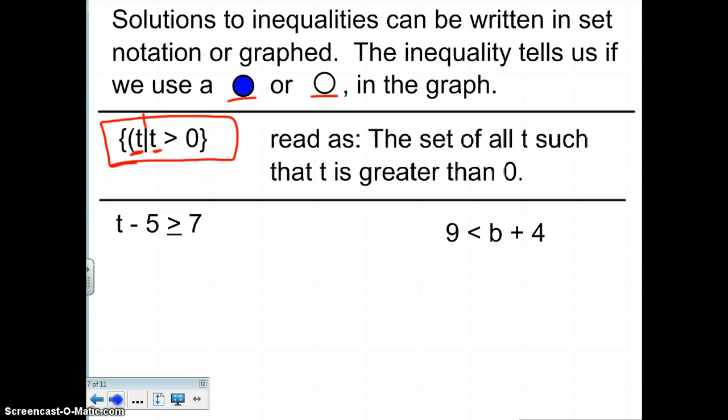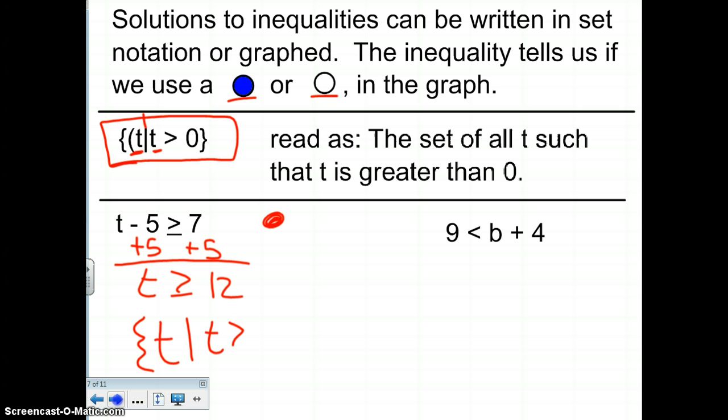So we'll go ahead and answer some of these using set builder notation. At this point, hopefully we see we add 5, t is greater than or equal to 12. If I were to graph it, closed circle. Okay, in set builder notation, we'd say t such that t is greater than or equal to 12, and we're basically rewriting our answer.